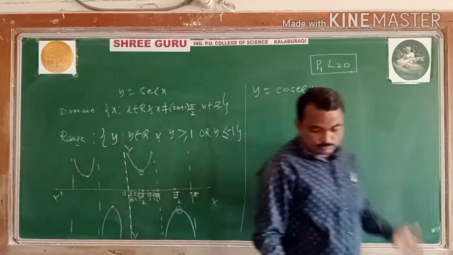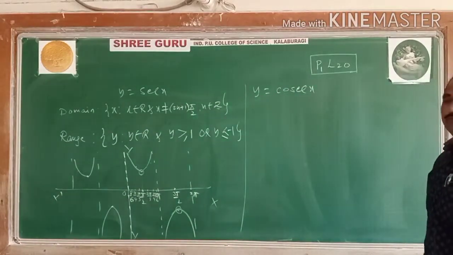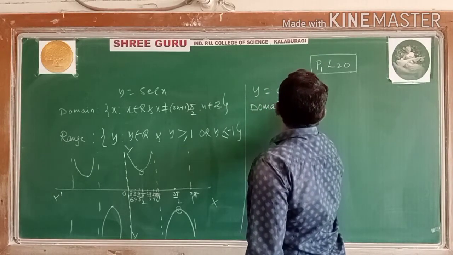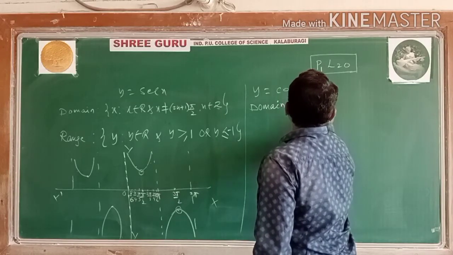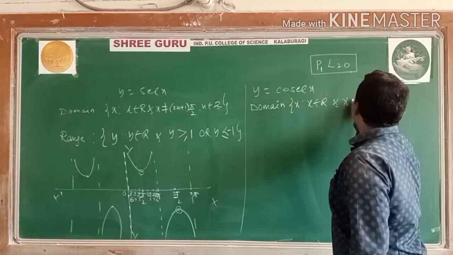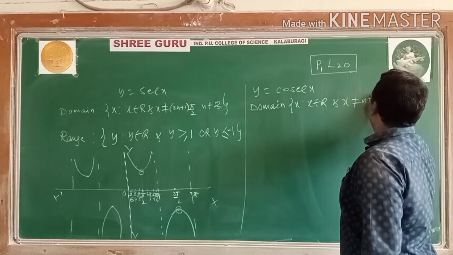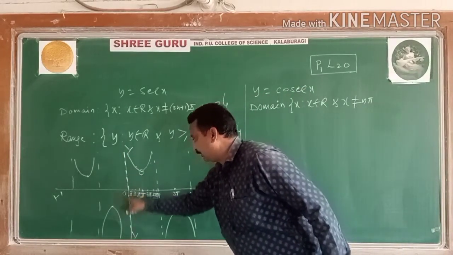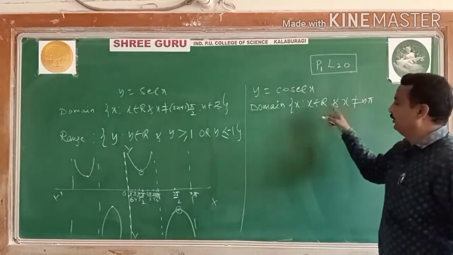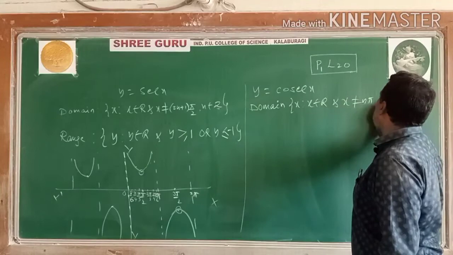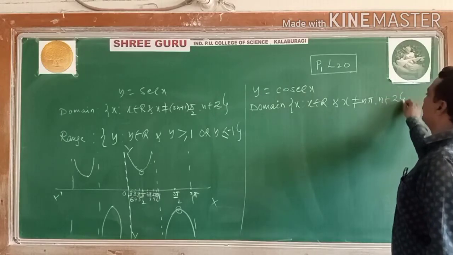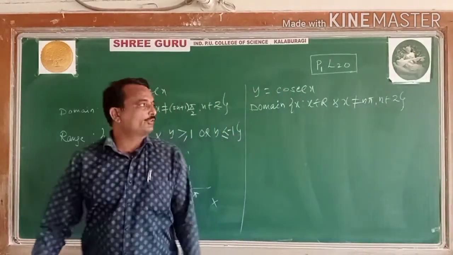Let us discuss the domain and range of the graph y equals cosecant x. The domain is the set of x such that x belongs to the set of all real numbers and x is not equal to n pi. At 0 it is infinity, at pi it is infinity, at 2 pi it is infinity. Such values cannot be defined, where n belongs to the set of integers. So this is the domain of the graph of cosecant x.